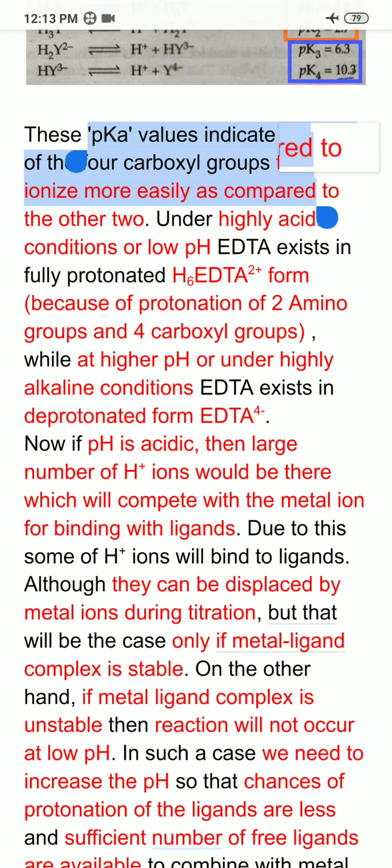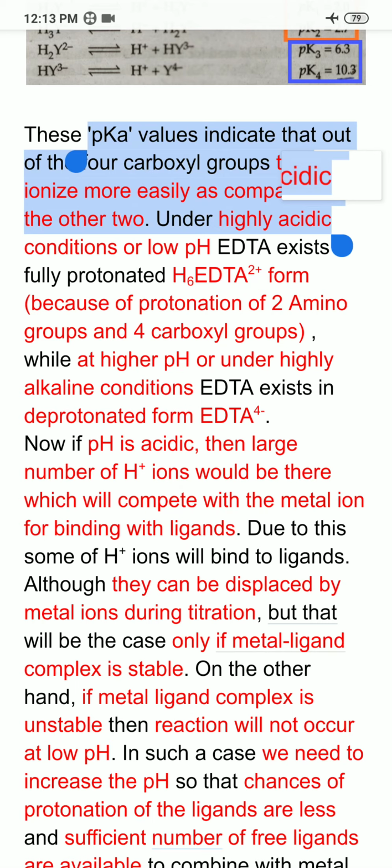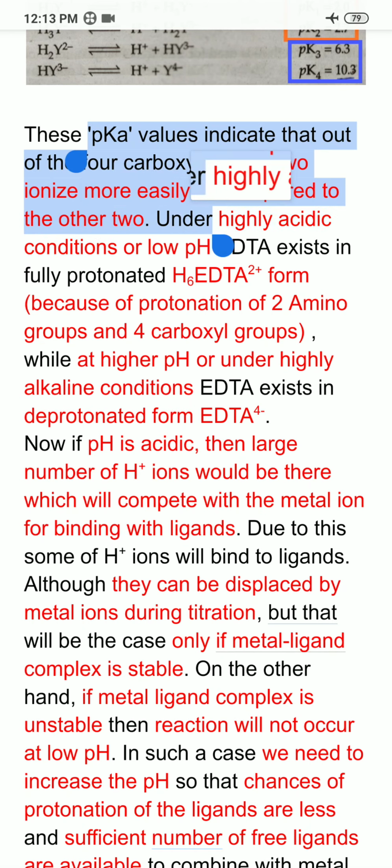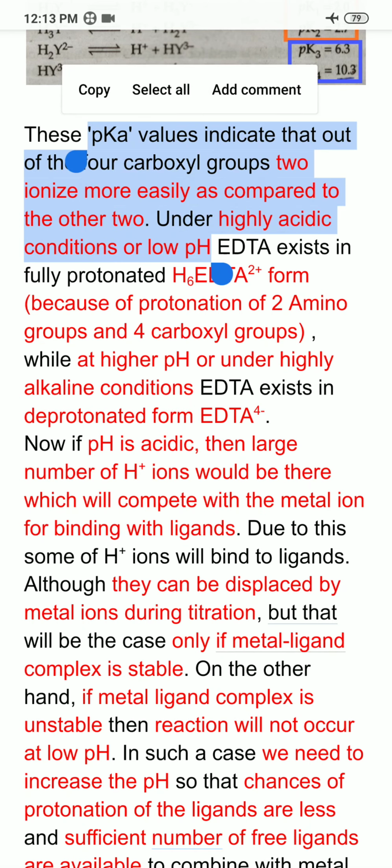I can say if I perform the reaction under highly acidic conditions or low pH, then if pH is low or highly acidic, proton concentration will be high. If there are too many protons in the solution, then what will happen? They will protonate the amino groups of EDTA. So there will be 2 extra protons attached to the EDTA.